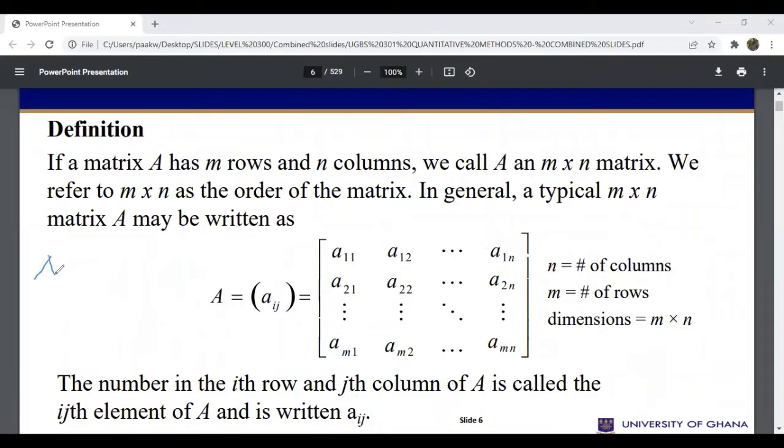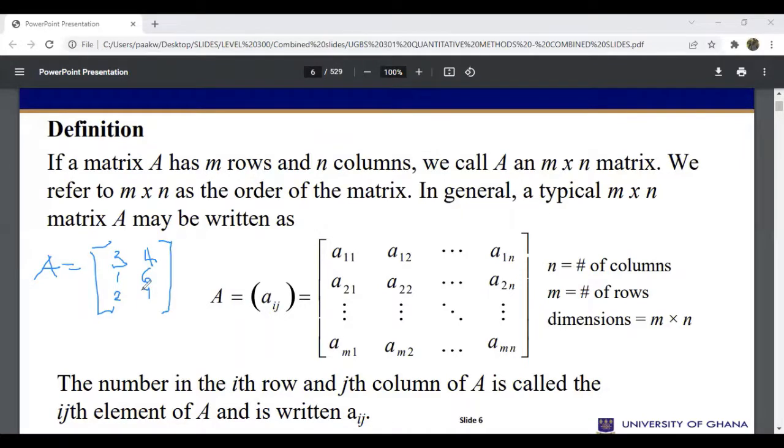When you have something like this, I'm using a mouse, so forgive me because it's very hard to write with a mouse.